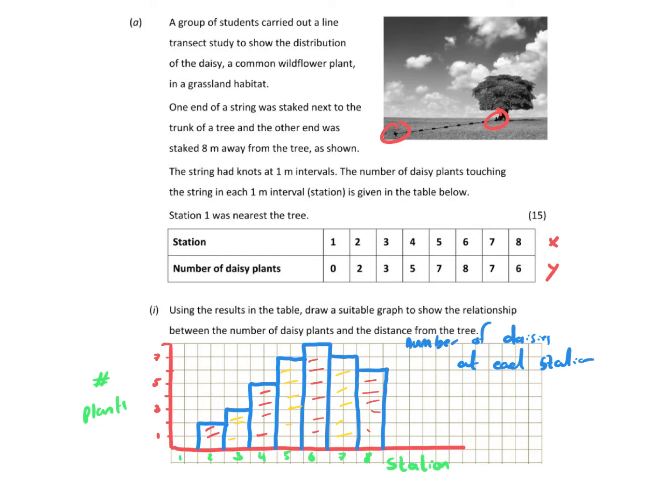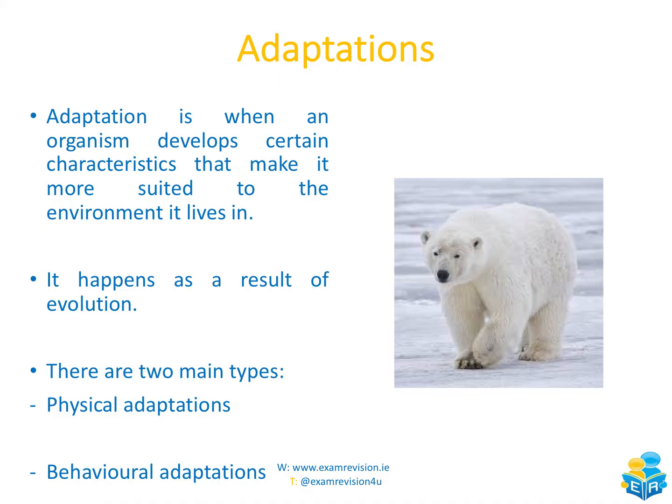Okay, and that's perfect. So that's your bar chart drawn, 15 marks in your exam. Now we're going to focus on adaptations of organisms within the habitat for a couple of minutes. So an adaptation is when an organism develops certain characteristics that will make it more suited to the environment that it lives in.